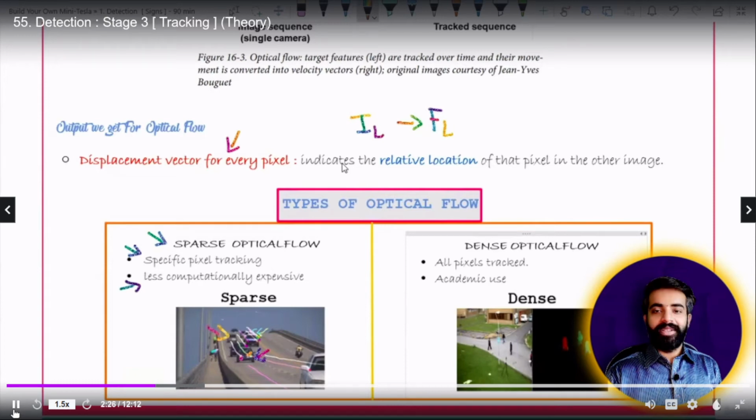The second type is the dense optical flow, where we track all the pixels instead of the specific pixels in the sparse optical flow. And because we are tracking all the pixels, this is more computationally expensive than the sparse optical flow. And this is also the reason it is always used in academic use only. An example of this can be seen right here, where we are trying to track persons in this scenario. And the tracked person can be shown in this colorful form on this black background.